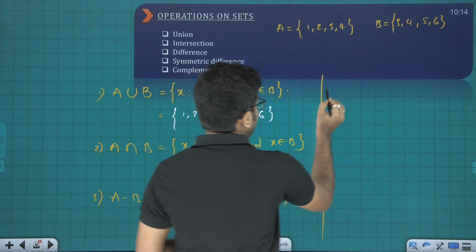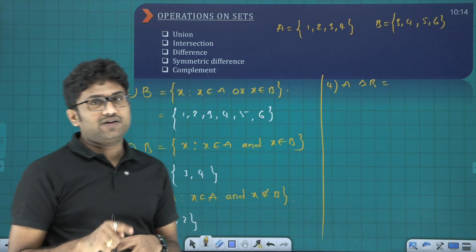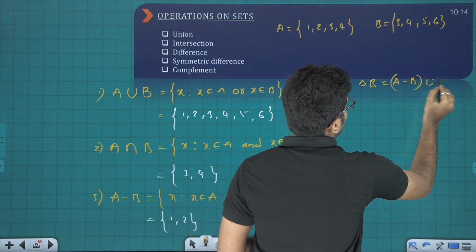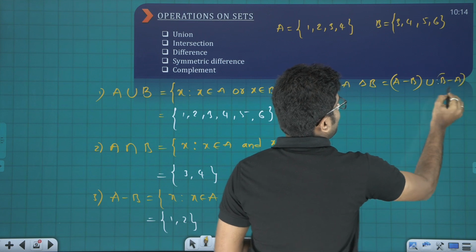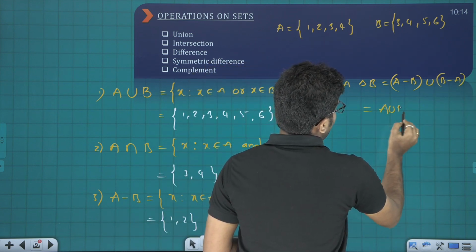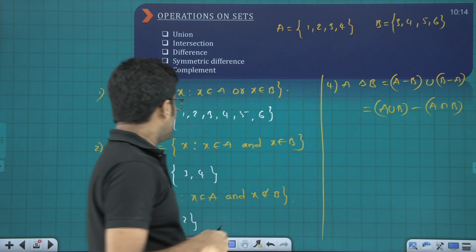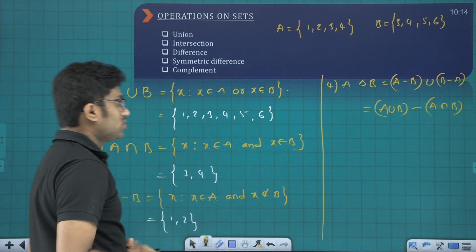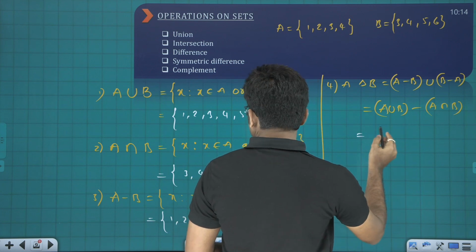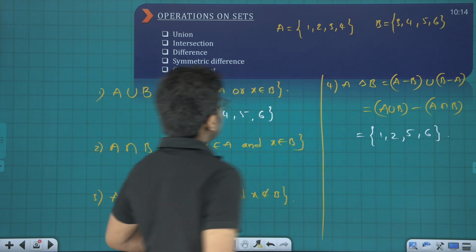Next, symmetric difference. Symmetric difference is denoted as A delta B, friends. A delta B is equal to A minus B union B minus A, or we can even say this as A union B minus A intersection B. All this comes under symmetric difference only. So from 1, 2, 3, 4, 5, 6, we just exclude 3, 4. So in this context, 1, 2, 5, 6 will be the symmetric difference.